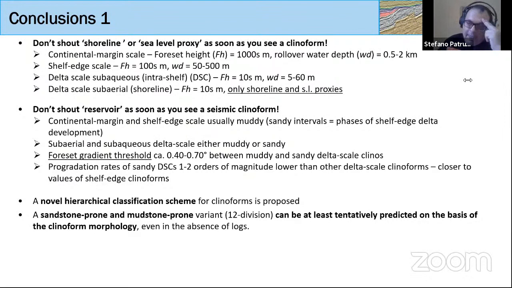Then Gregor Eberle again. Several authors describe the large-scale clinoform as a central graben as part of a contourite drift system. How can you distinguish this drift clinoform from delta shelf clinoforms? So the drift system, I will show you where they are.